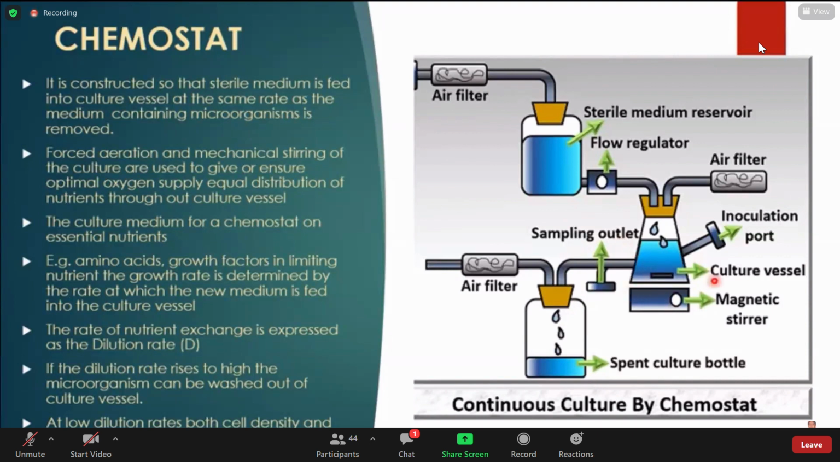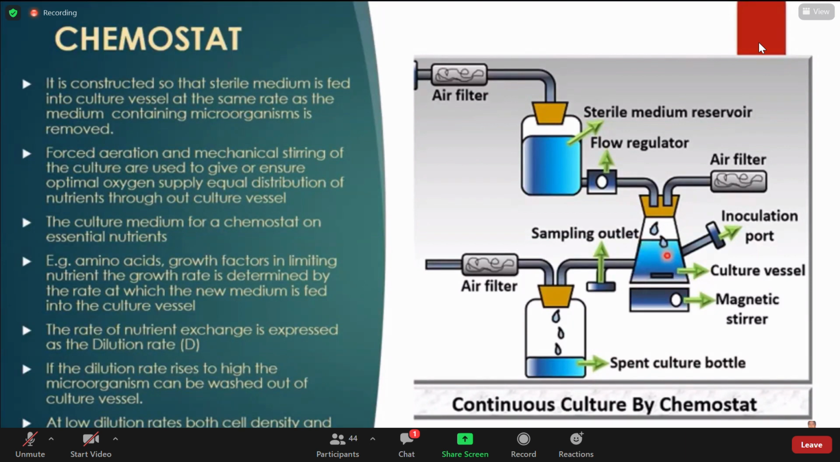Forced aeration. So here you are going to have a magnetic stirrer. If it is a large chamber, forced aeration and mechanical stirring of the cultures are used to ensure the optimal oxygen supply. For the supply of the oxygen, either mechanical stirring is done or forced aeration is done, such that the oxygen is supplied equally throughout the vessel. Okay, so that's also very important.